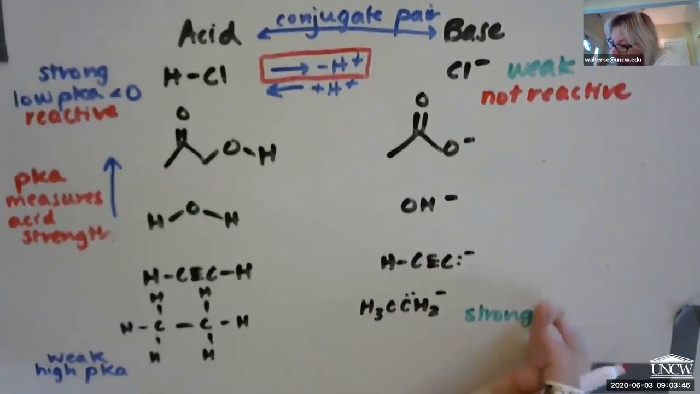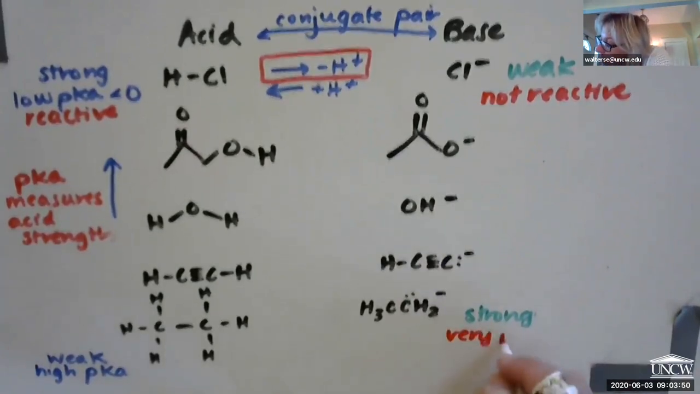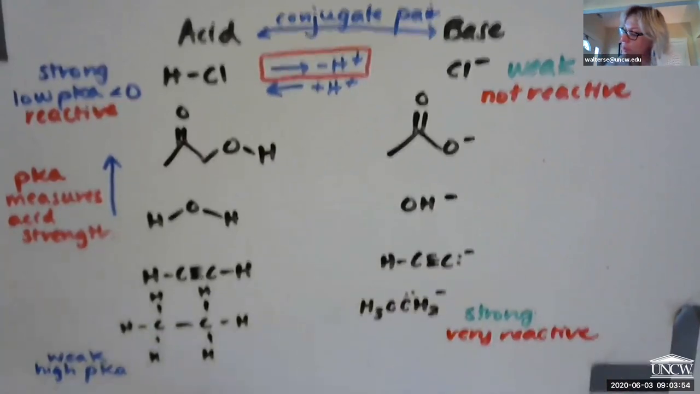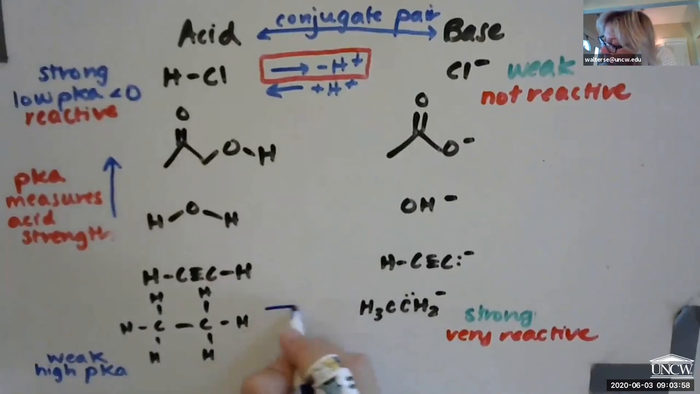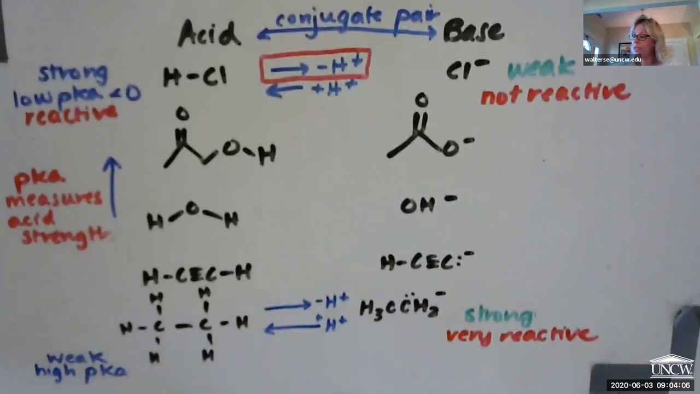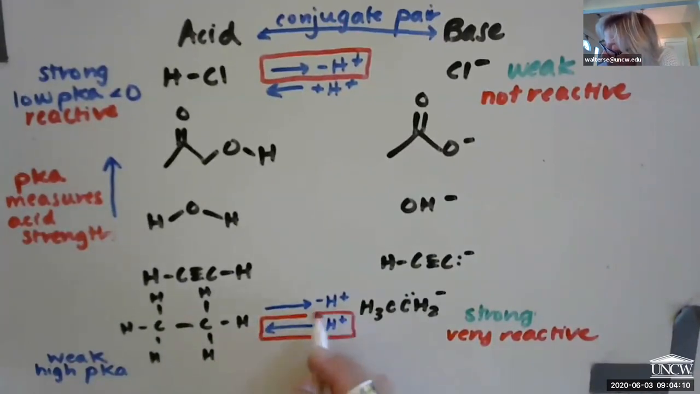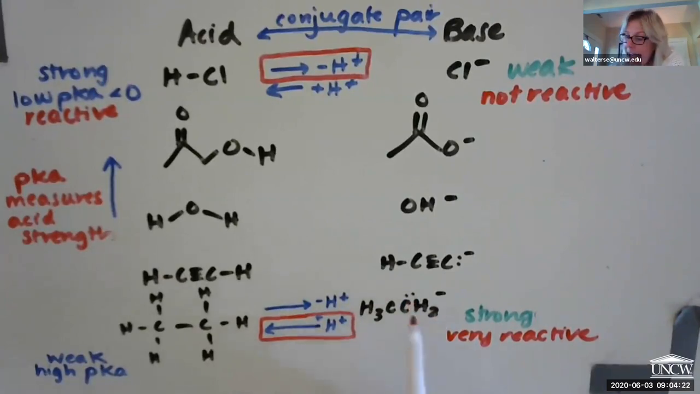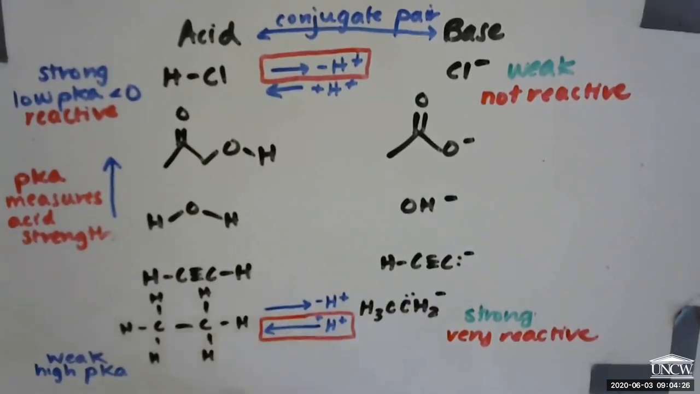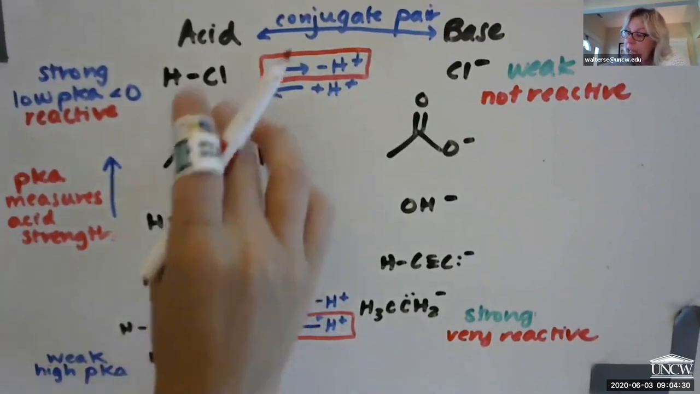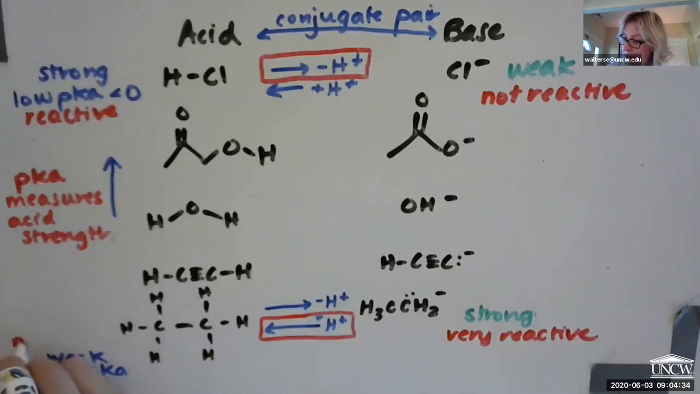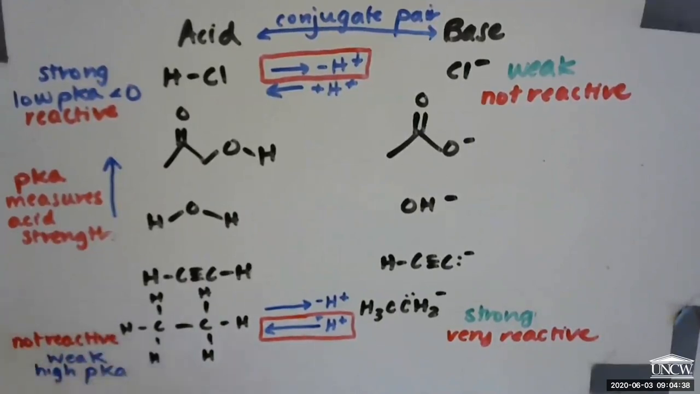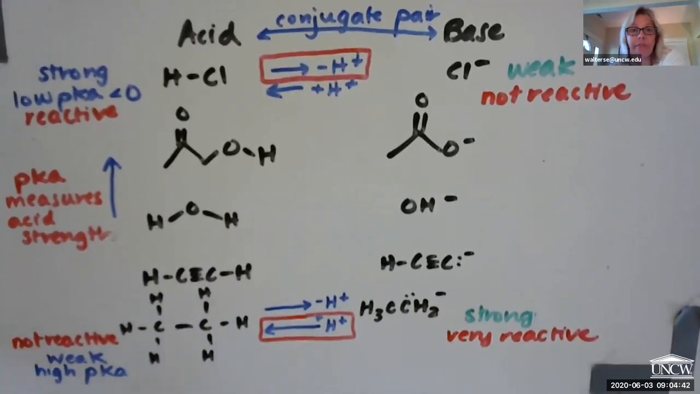So these things that are strong bases are very reactive. To go to this side, you have to lose a proton. To go to this side, you have to gain a proton. Now, this reaction is going to be the most probable. This is a deprotonated alkane, so this is a very strong base. The carbon atom does not want to have that lone pair. It'll grab a proton from wherever it can find one, and it'll remake this alkane. So as you go down the list of acids, these become not reactive. It's just that the acid-base reactivity and strength axes are inverted from one another.